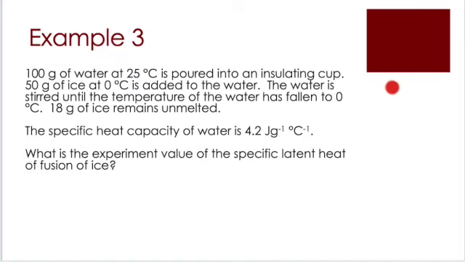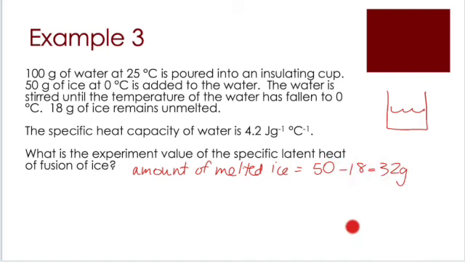We have 100 grams of water poured into an insulating cup. Here's my cup. And we put in 50 grams of ice at 0 degrees added to the water. And we're going to stir until the temperature of the water has fallen to 0 degrees Celsius. 18 grams of the ice is unmelted. Well, the first thing we should do is we should calculate how much ice actually melted. That's important because that is the amount of ice that was used to actually reduce the temperature of the water.